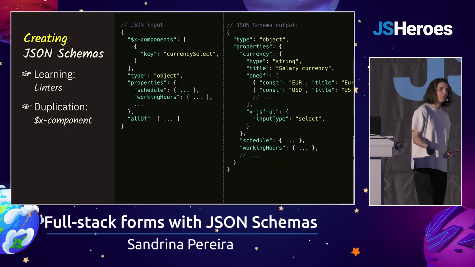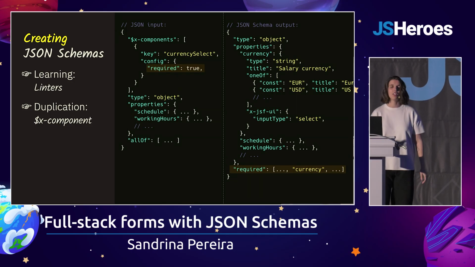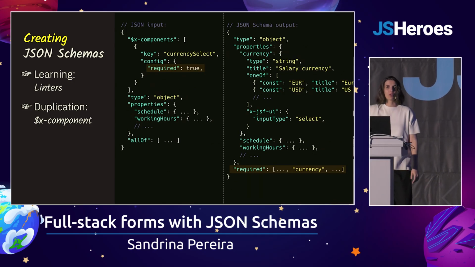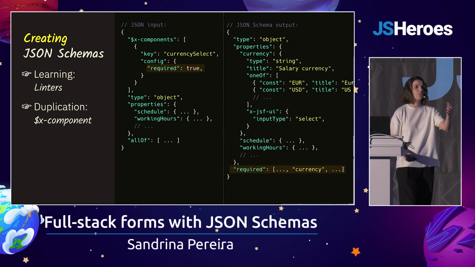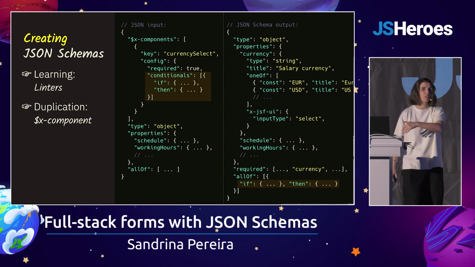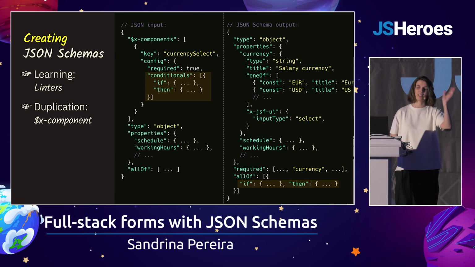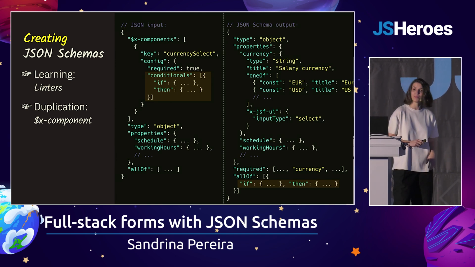And you know what's the cool part about components? Props. So you can pass a configuration. Like, this field is required. It injects the required in the right place. If you have some conditional, you write it right there, and it injects in the right place of the JSON schema. We can even have some more crazy stuff, but yeah, I will skip that.